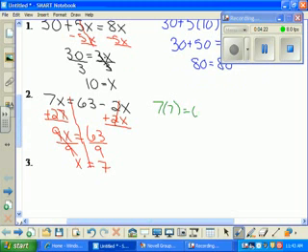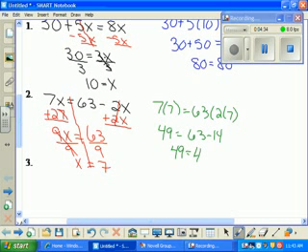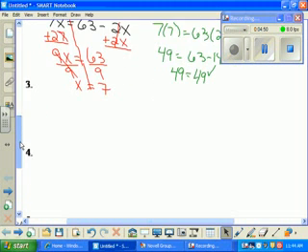So we have 7 times 7 equals 63 minus 2 times 7. So we get 49 equals 63 minus 14. 49 equals 49. Did we all get it? How many of you got this right? Very nice job. Good. All right. Let's talk about number 3. We'll wait till everybody gets this down.